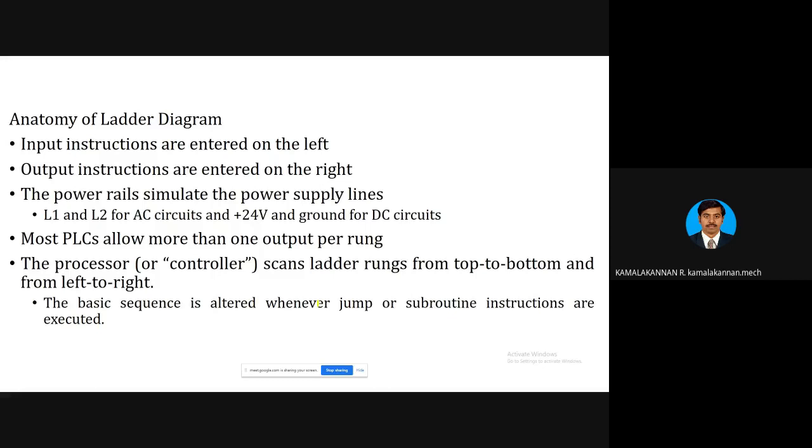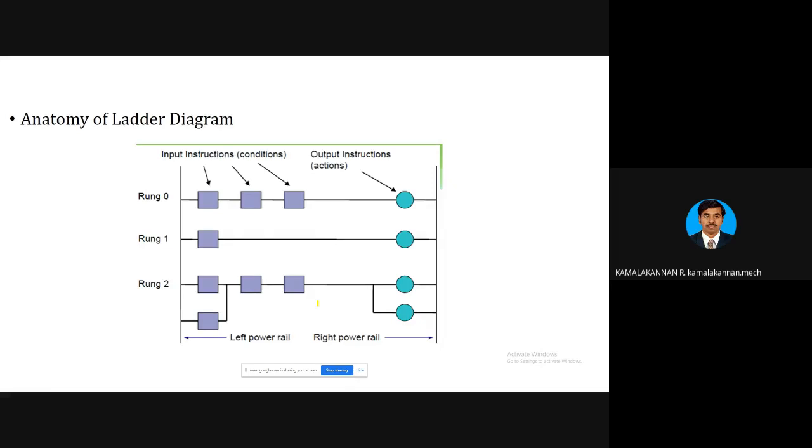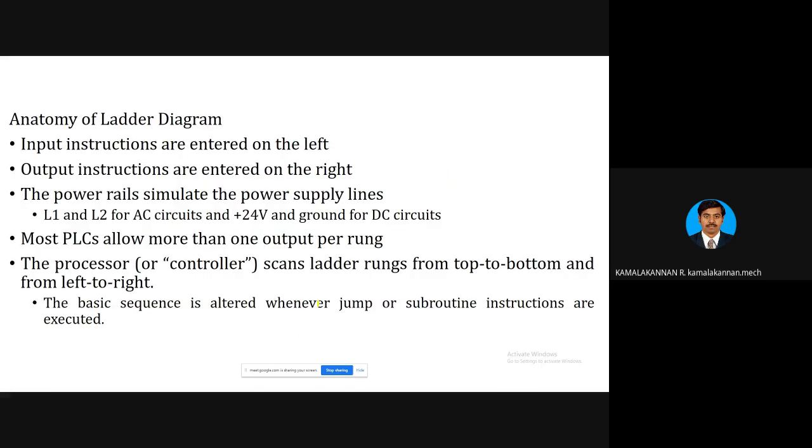As I indicated earlier, the same thing applies. Next, the power rails simulate the power supply rails. So the power rails always simulate the power lines. You have to note down that L1 and L2 are for AC circuits, and 24 volt and ground for DC circuits. So it has plus 24 volt. Most PLCs allow more than one output per line. As I told you, it should have a minimum of one output. Without an output, you cannot draw the rung. But in most PLCs, more than one output per rung is also possible.